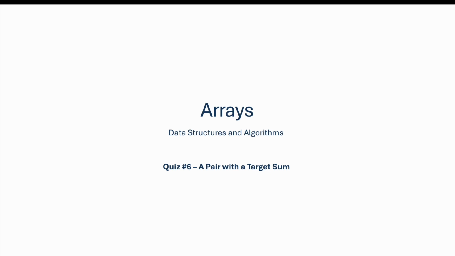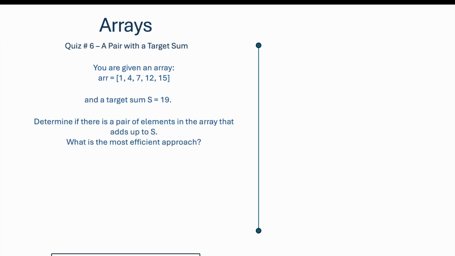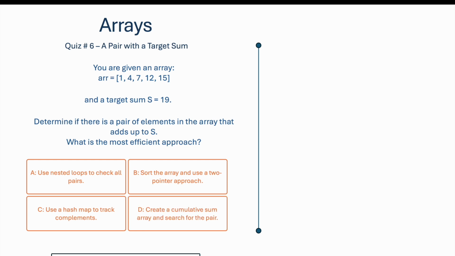Quiz 6, a pair with the target sum. So here is an array 1, 4, 7, 12, 15 and the target sum s, which is 19. Determine if there is a pair of elements in the array that adds up to s. What is the most efficient approach? A. Use nested loops to check all pairs. B. Sort the array and use a two-pointer approach. C. Use a hash map to track complements. Or D. Create a cumulative sum array and search for the pair. We'll wait for 10 seconds.